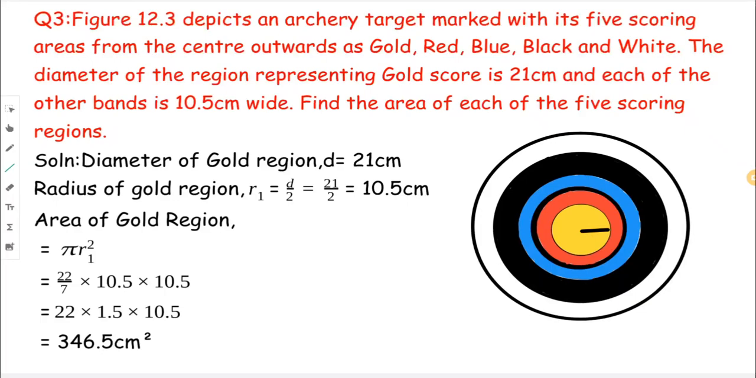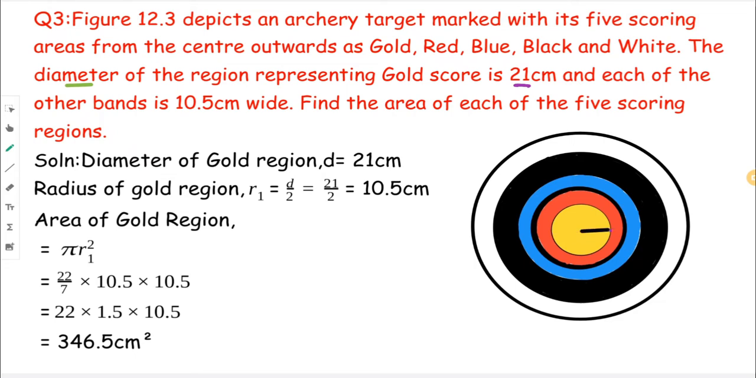Question number 3. Figure 12.3 depicts an archery target marked with its 5 scoring areas from the center outwards as gold, red, blue, black and white. The diameter of the region representing gold is 21. That means what? Gold, right? Diameter, that means from here till here is 21, which means I can find out the radius, right? And each of the other bands is 10.5 centimeter in width.